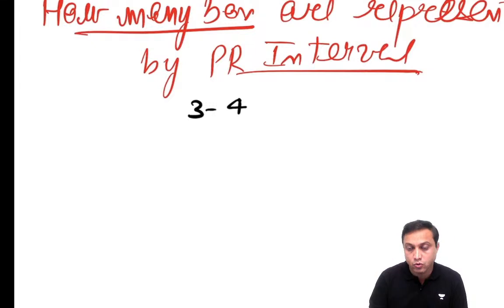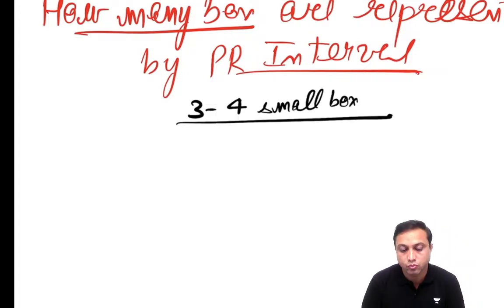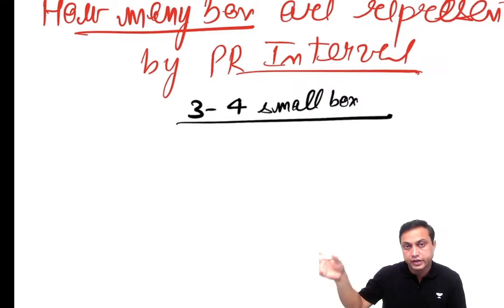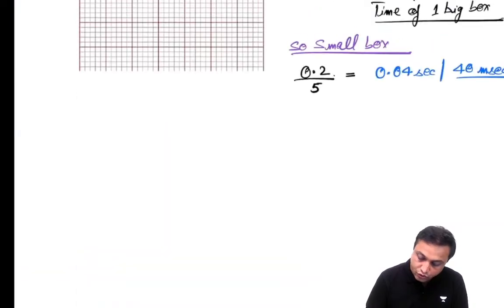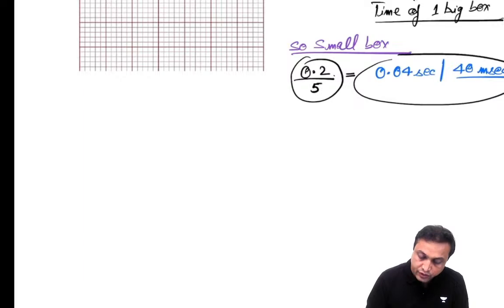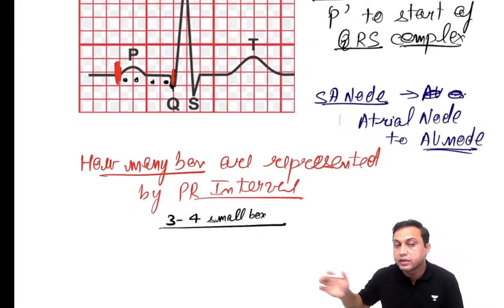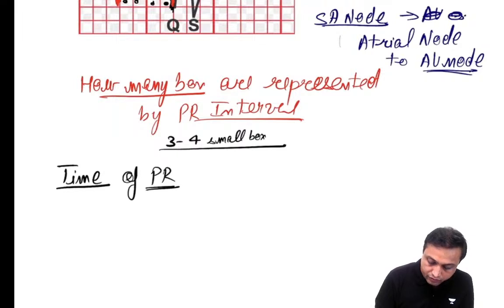Big boxes or small boxes? Small boxes are represented by a PR interval. Right? 3 to 4 small boxes are represented by a PR interval. Now we have that basic mathematical knowledge of the time duration of the small boxes. Can you please calculate what is the actual time of the PR interval? Can you please tell me now what is the time of the PR interval? You have to tell me. I am waiting for your replies.